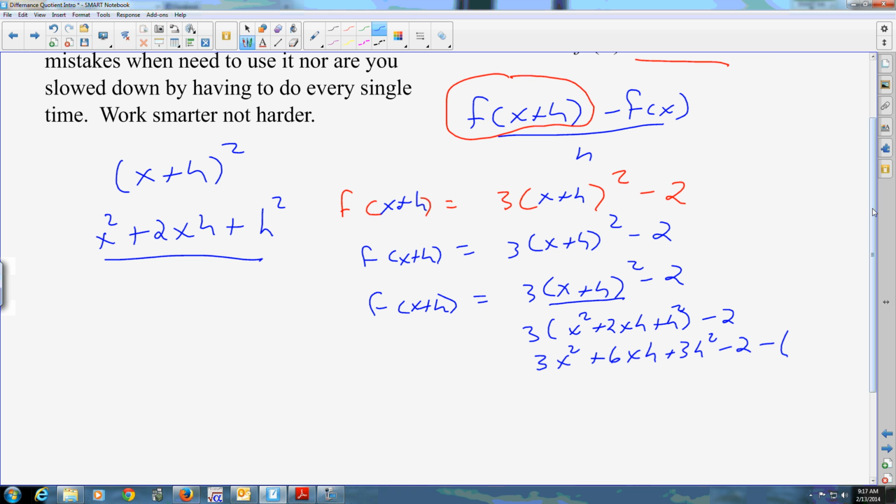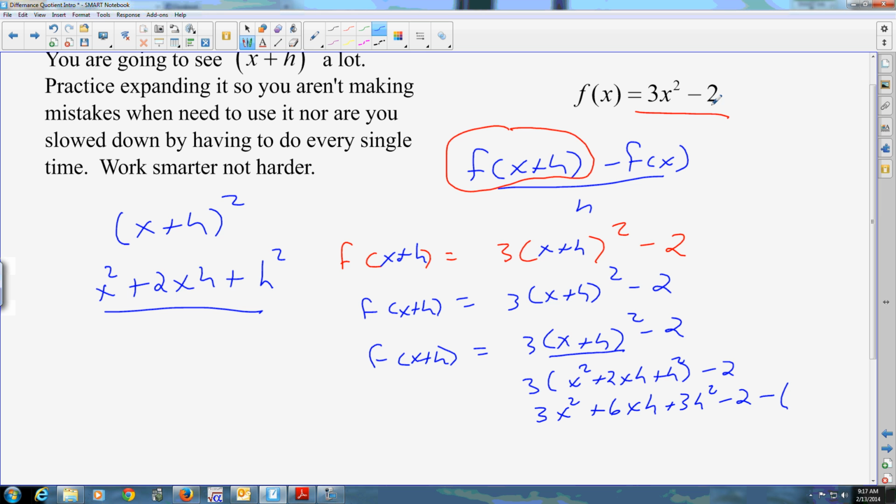So I'm going to subtract the original function. Whoops, I scrolled it down so you can't see it. 3x squared minus 2. So I write 3x squared minus 2. I'm now doing this piece. I'm subtracting the original function. Distribute the subtraction through, and now collect like terms. 3x squared cancels with 3x squared, minus 2 cancels with plus 2, and you're left with 6xh plus 3h squared.